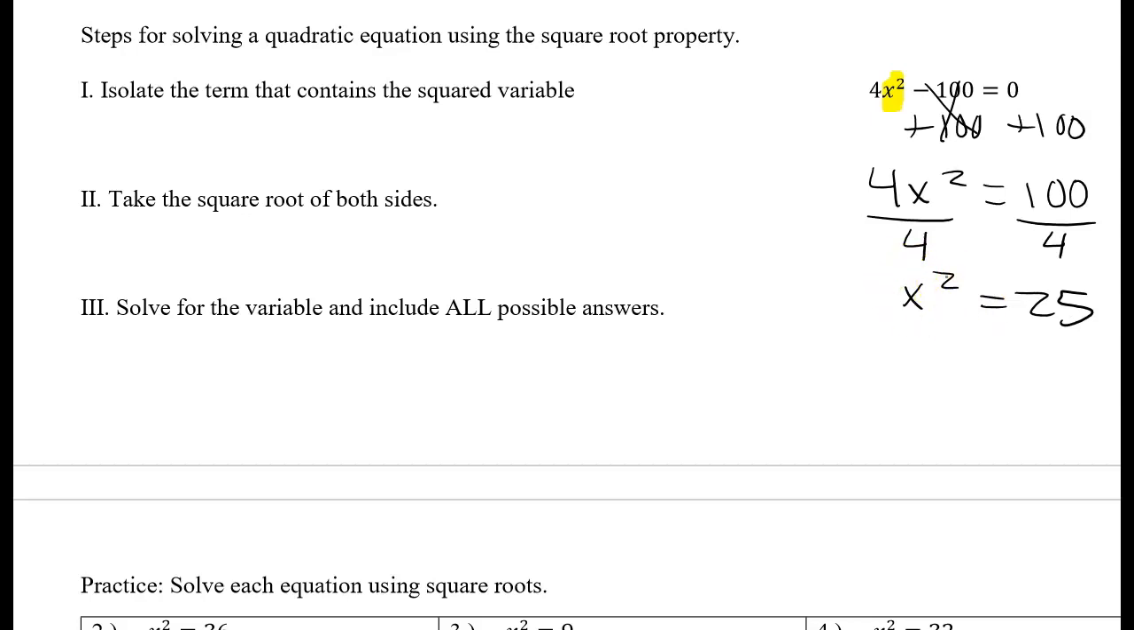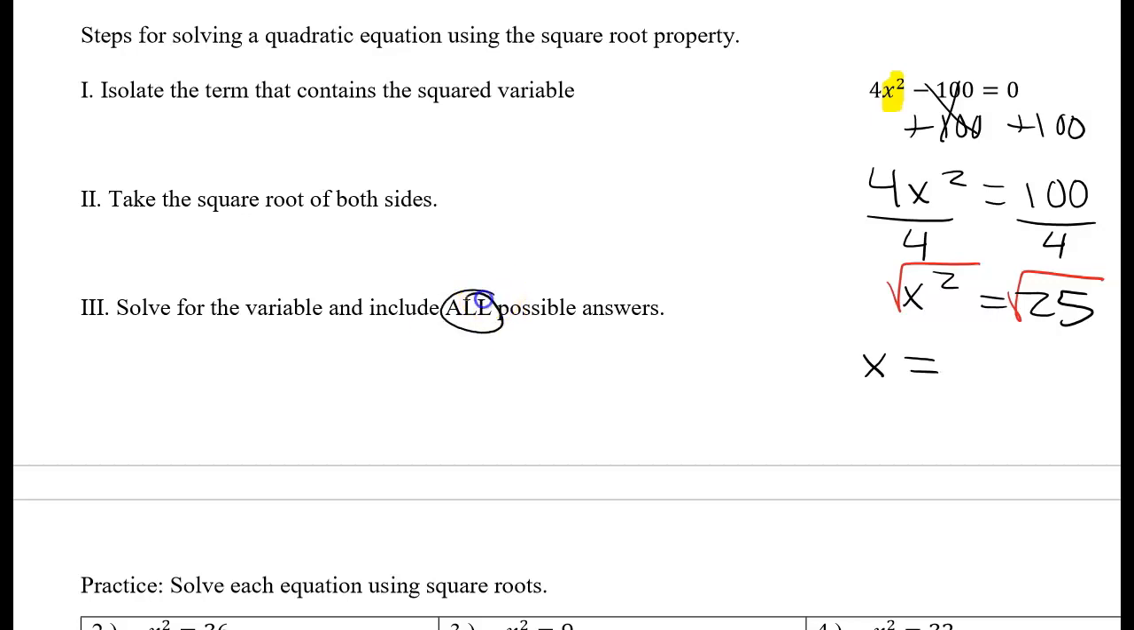Next, it says take the square root of both sides. So that's what I'm going to do. Square root, square root. When I do that, if I square root x squared, I'm just now left with x. So x equals, now I need to actually figure out what is the square root of 25, right? So it says solve for the variable and include all possible answers.